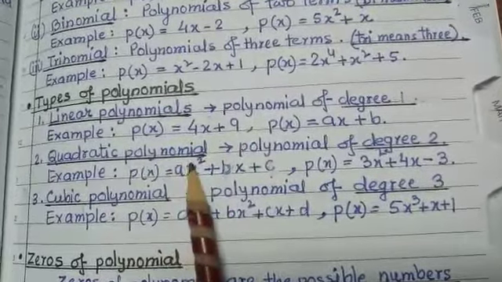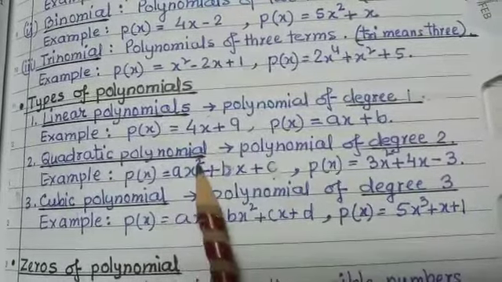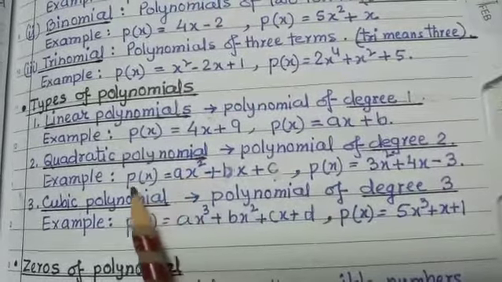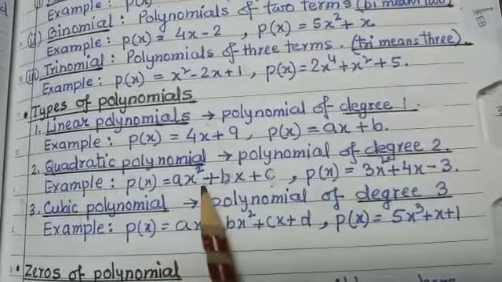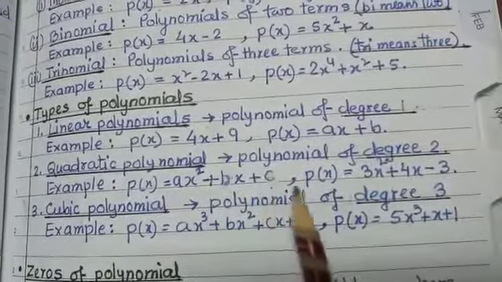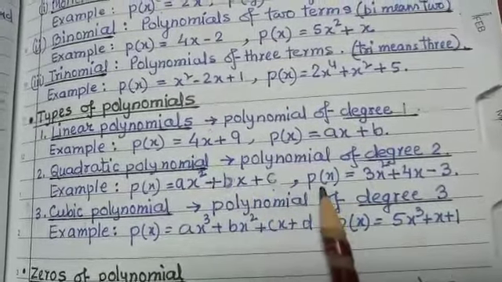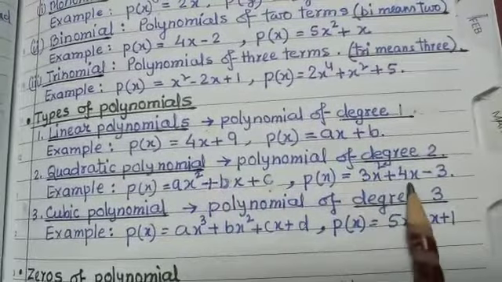Quadratic polynomial, a polynomial of degree 2. Quad means 2. So now p(x) equals ax square plus bx plus c. It is a quadratic polynomial. General form: p(x) equals 3x square plus 4x minus 3 is an example.